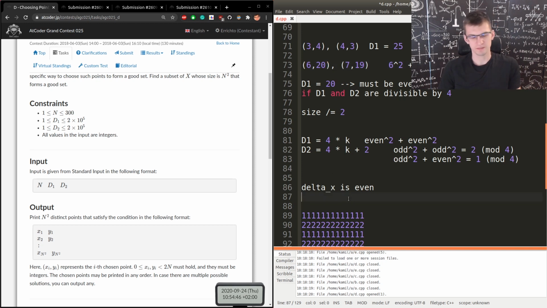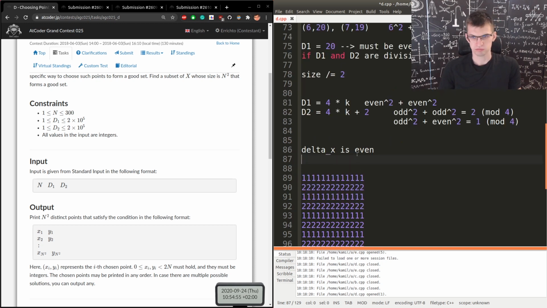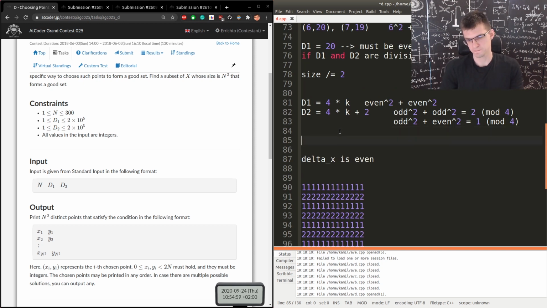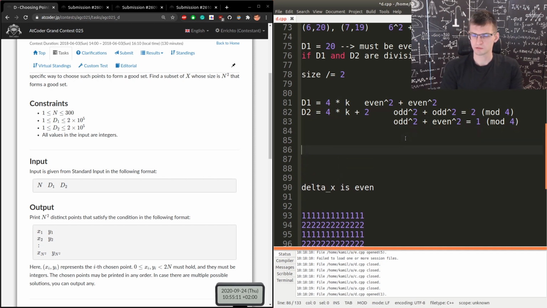Geometry, I thought about circles at the beginning. If two distances are odd, then the third distance must be even. Maybe. We have two cases. D1 must be this, D2 must be one of those. And maybe in one of those two cases, I can know what happens with a triple of points.